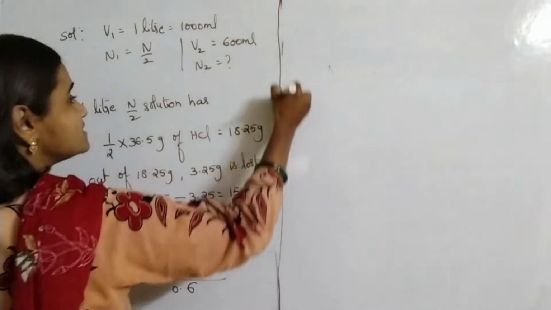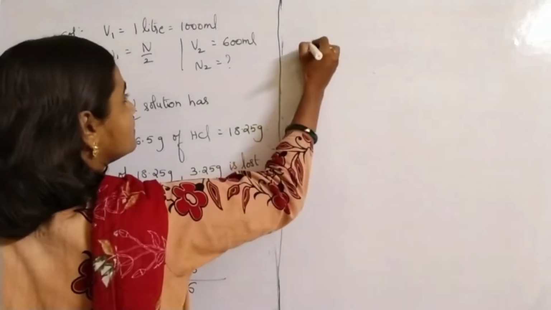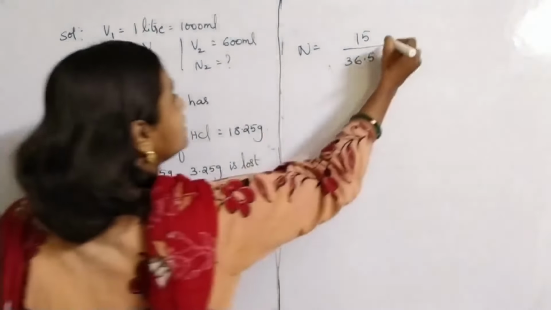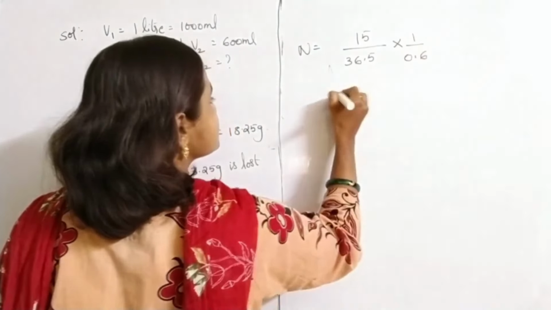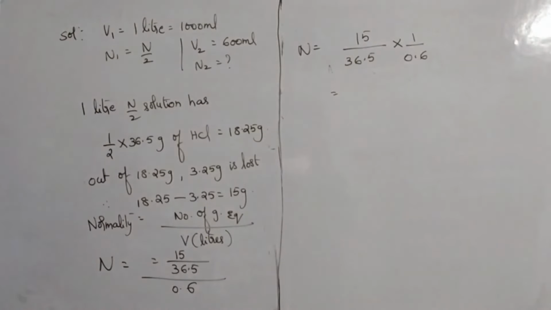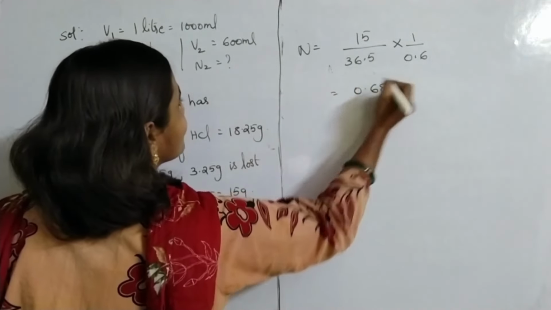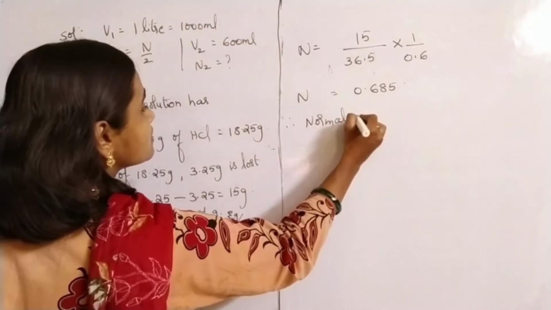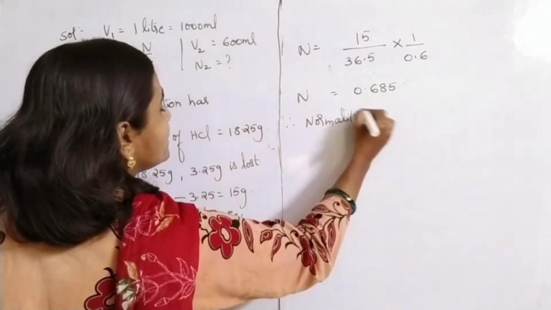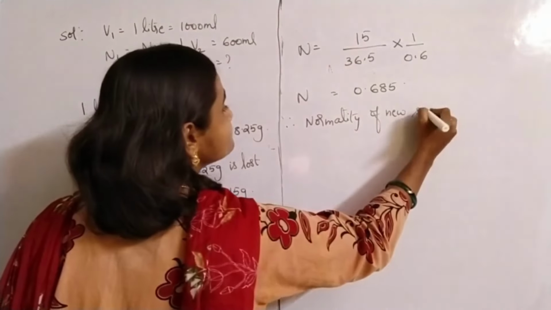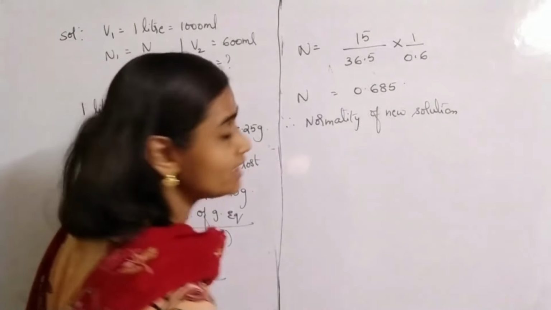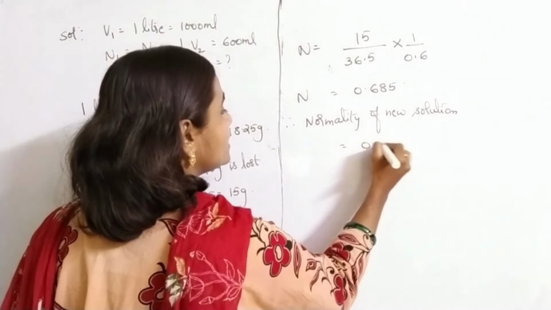This is also a previous EAMCET question. N is equal to 15 by 36.5 into 1 by 0.6. If you calculate that, I am directly giving you the answer: you will get 0.685 normality. Therefore, after some amount of HCl is lost, the normality of the new solution is 0.685.